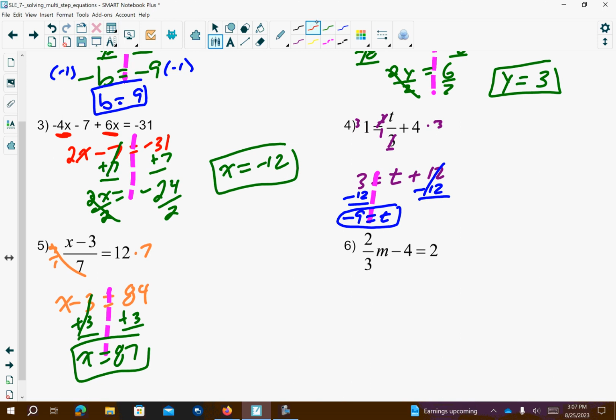We have another one that has a fraction. We have a denominator of 3. So I'm going to multiply this by 3 over 1, which is the same thing as 3. Multiply that by 3 and that by 3. Those cancel. So I have 2m minus 12 equals, because 4 times 3 is 12 and it's a negative, 2 times 3 is 6.